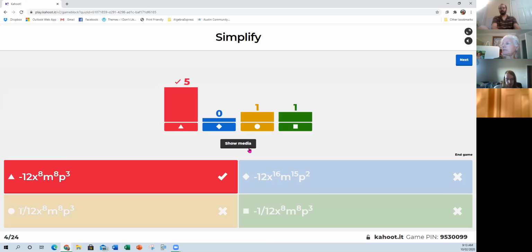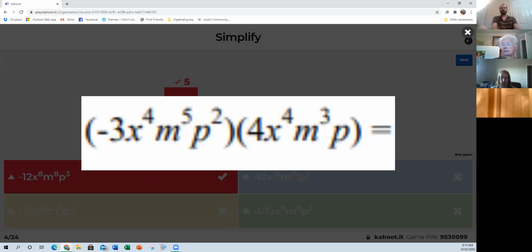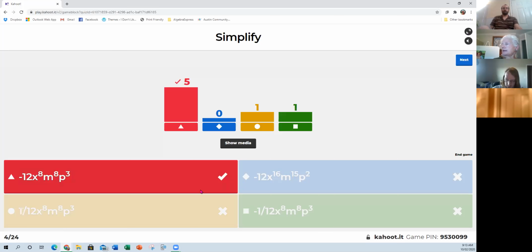Okay. Most of y'all are getting these. So you're going to multiply the -3 and the 4. That would give you -12. And then add the exponents on the x, and that would be x to the 8th. Add the exponents for the m, and that would be m to the 8th. And on the p, there's an implied 1, so that would be p to the 3rd. So you always just multiply. When you're multiplying and you have constants, you just multiply those constants together.